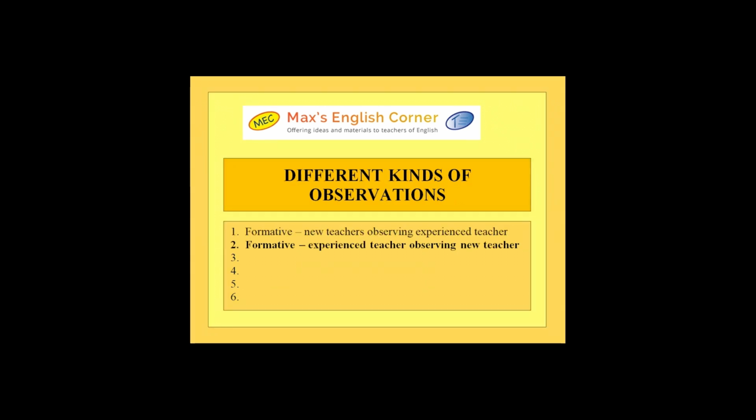Number 2, formative. Experienced teacher observing new teacher. Another kind of formative observation is when a more experienced teacher observes a class, so the observed teacher could get some tips on how to improve some particular aspects. The focus here is on the observed teacher learning from doing things him or herself and later receiving feedback.